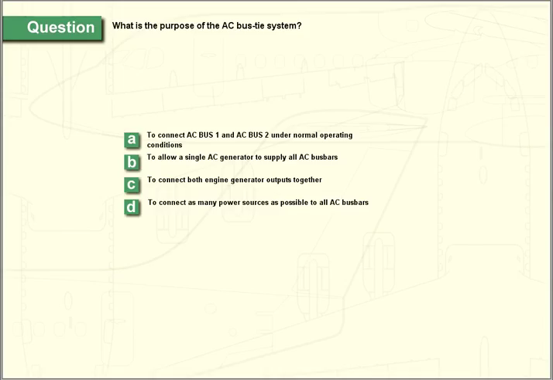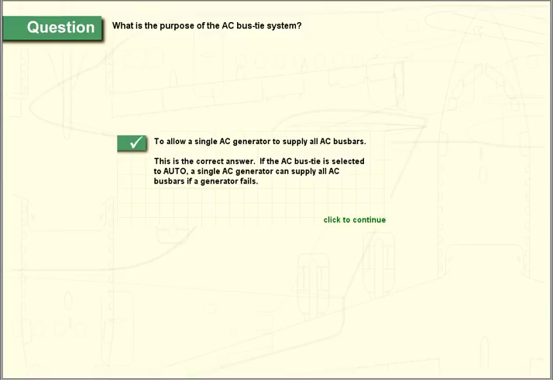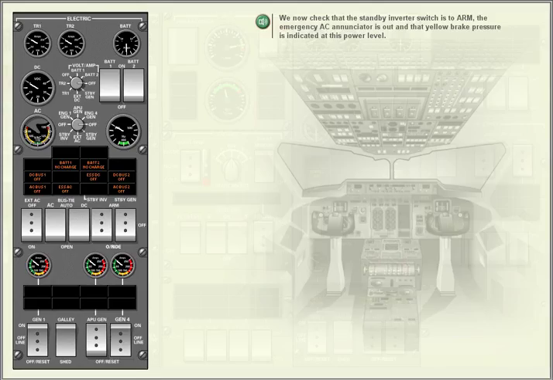What is the purpose of the AC bus tie system? We now check that the standby inverter switch is to arm. The emergency AC annunciator is out, and that yellow brake pressure is indicated at this power level.